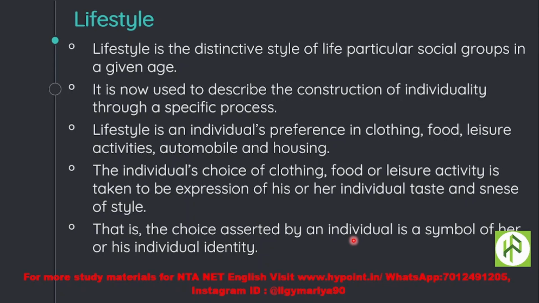So how are we getting a certain identity? Through the individual preferences and individual things that we are doing throughout our life, the roles that we are playing throughout our life. The choices that we are making are material choices, whenever we select clothes, whenever we select a food item, whenever we want to engage in a leisure activity, whenever we select a gadget for our daily use. These individual preferences assert individual identity. It's a symbol of her or his individual identity, and identity is very important and pivotal in cultural studies.